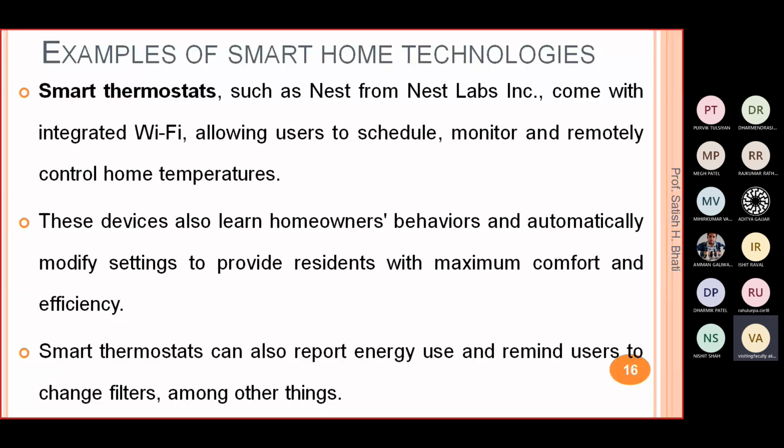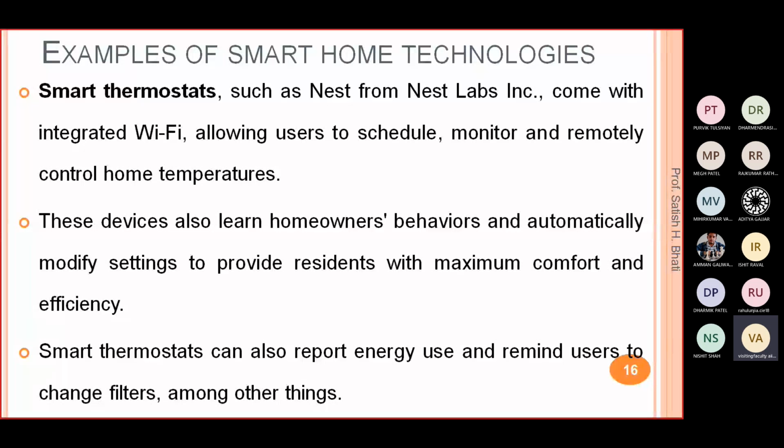Then this kind of smart thermostat also learns from the owner's behavior, right? And it will automatically modify the settings to provide the owner with maximum comfort and efficiency. So it will learn that this person needs the AC at some 20 degrees in the night. In the morning, it needs 30 degrees, like that, right? So based on habit or the way the owner is living, based on their behavior, this kind of smart thermostat will learn.